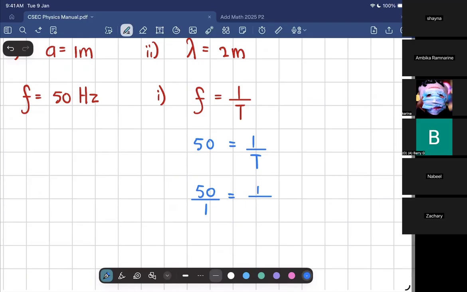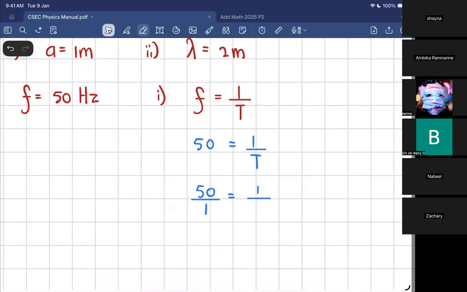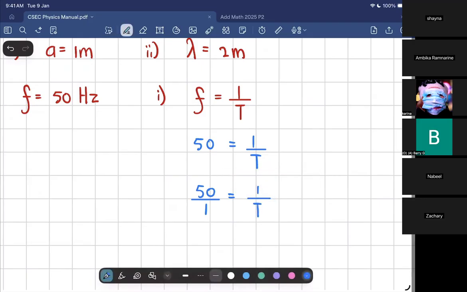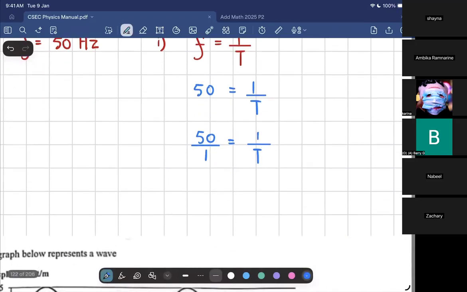Tell me if you're confused. So watch this. If I wanted to find T, do you understand that T is the same thing as T over 1? Okay, so look at what I could do. To find T, this is all I had to do. I just had to flip both sides. So 1 over 50 is simply equal to 1 over T. I mean, T over 1.